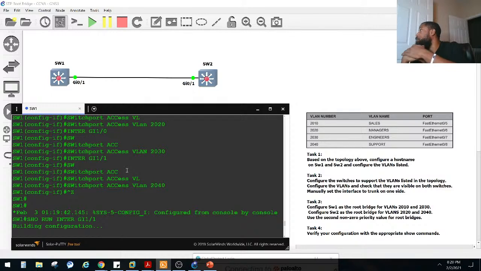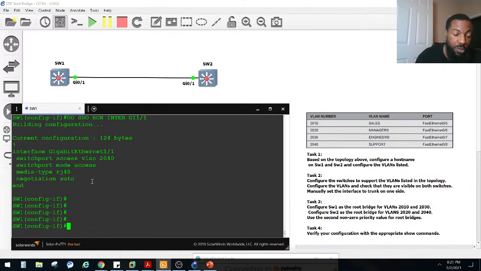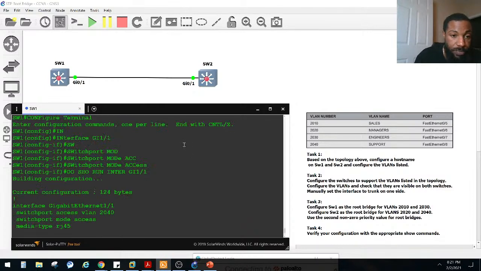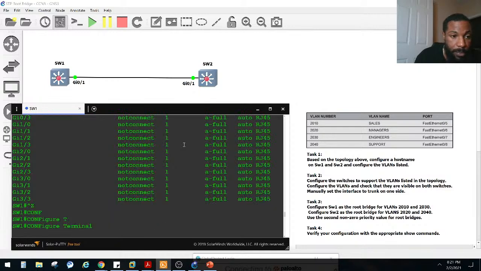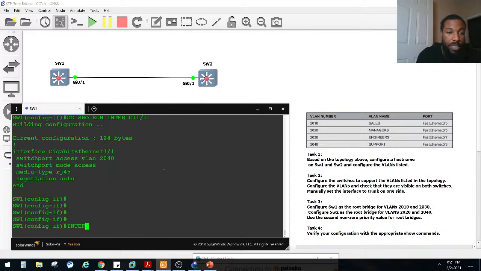Show interfaces switchport. Yes, you can do that as well. That's true, by adding the switchport at the end. So gig 1 0. Is that? Yeah. Let me just do that with all of them then.